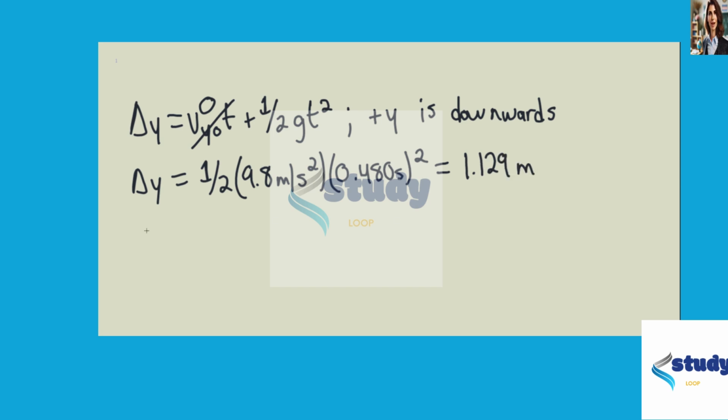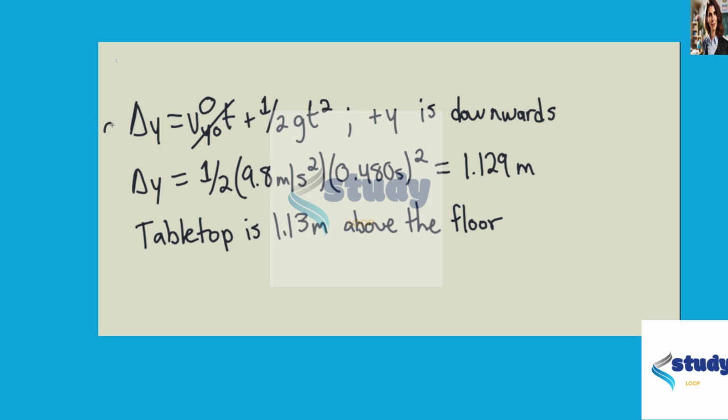Therefore, the tabletop, we can say, is 1.13 meters above the floor. At this point, we can say that this would be our answer for part A.